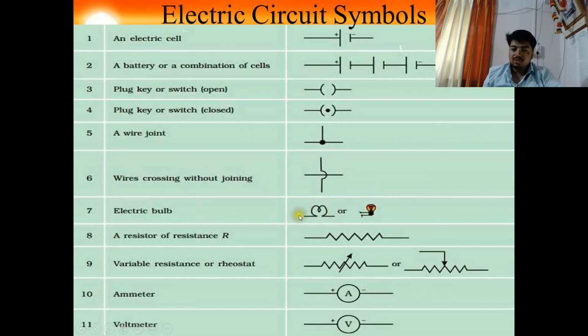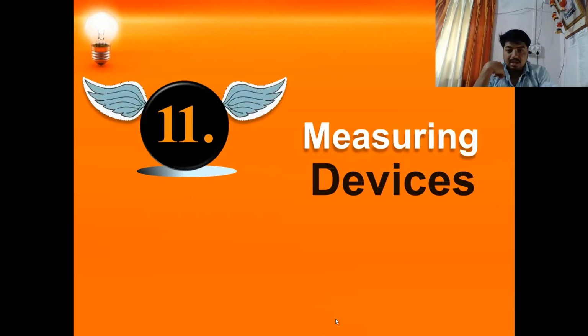Yeah, this is the notation used for electric bulbs. Now this is the notation used for fixed resistance, the fixed resistance which I showed you earlier. Now this is the notation used for variable resistance or rheostat, as I showed in the earlier picture. Now here is the notation for an ammeter. An ammeter is always connected in series with the circuit, and a voltmeter is always connected in parallel with the circuit. Yes, that's because current is measured in series with the component, and voltage is measured in parallel to the given component. Now let's understand the measuring devices.